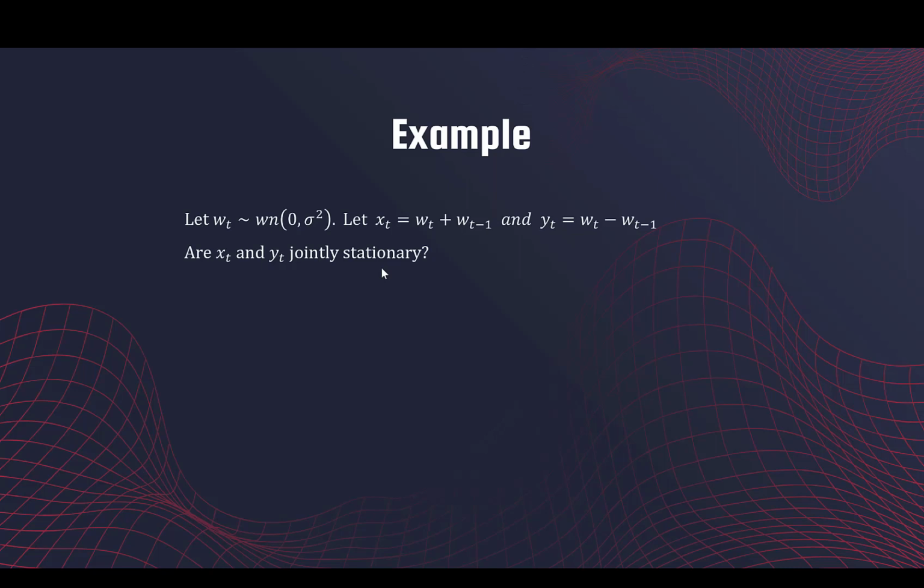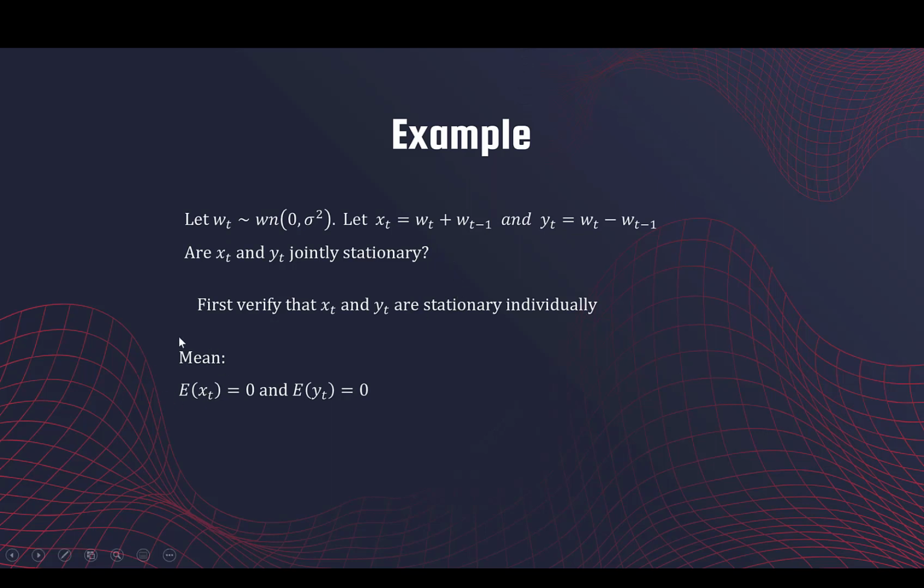If you recall the definition, we first need to verify that x and y are stationary by themselves. Remember, we're talking about weak stationarity. It has two conditions: the mean is constant, and the autocovariance function depends only on the lag. The first condition can be checked here. Expectation of x and y are both 0 for all time points, so this is a constant.